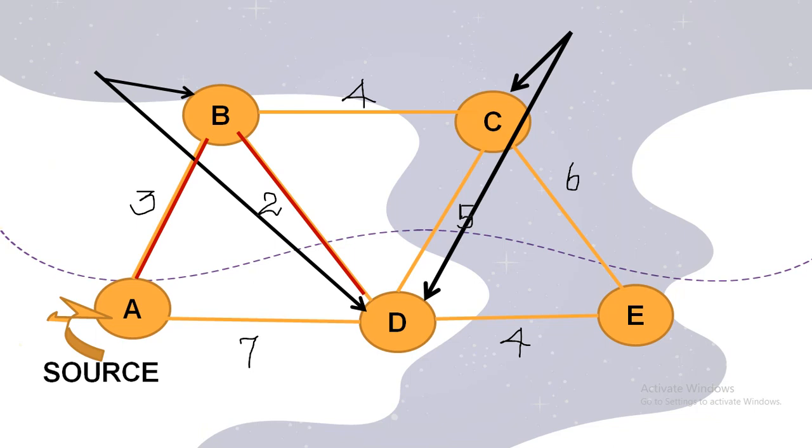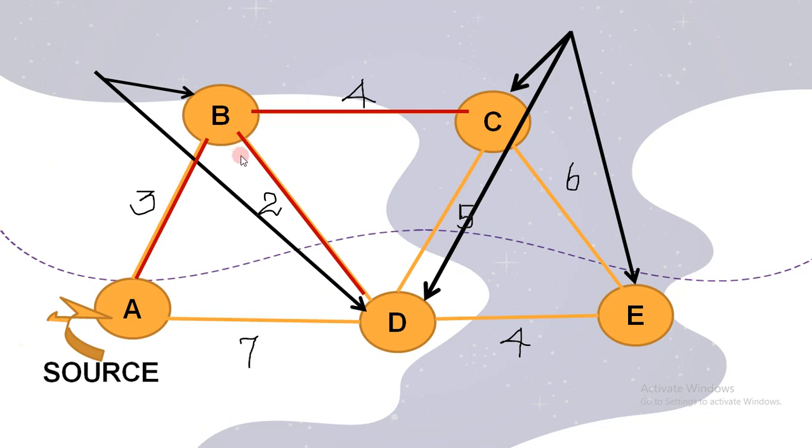Therefore, 3 vertices are already in the list. Now as far as D is concerned, C and E are the fringe vertices, and C has a distance of 3 plus 2 plus 5, that is 10 units, via B and D. As far as C is concerned, it maintains a distance of 3 plus 4, 7 units, via B. Therefore, this is chosen. BC is chosen.